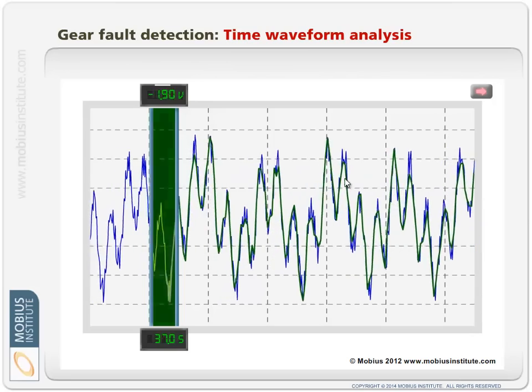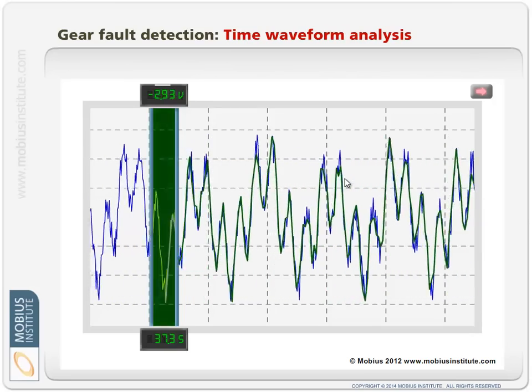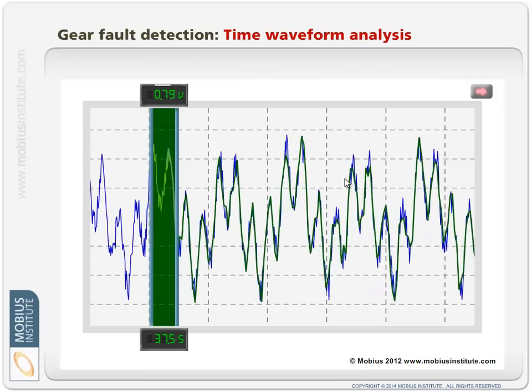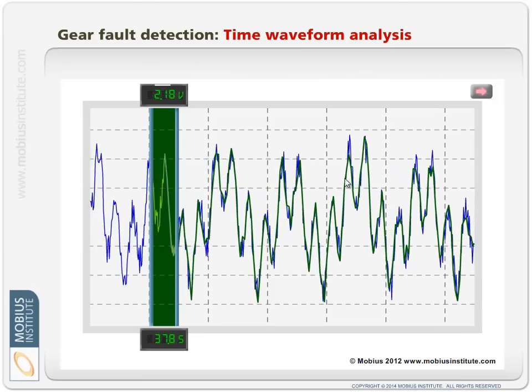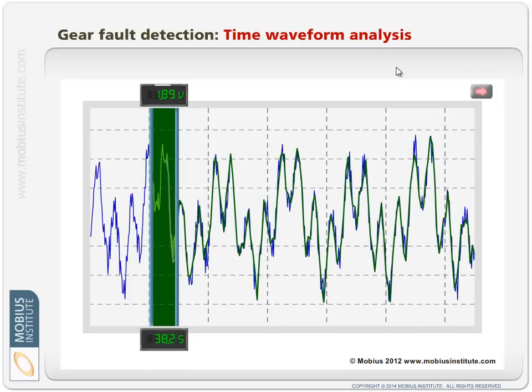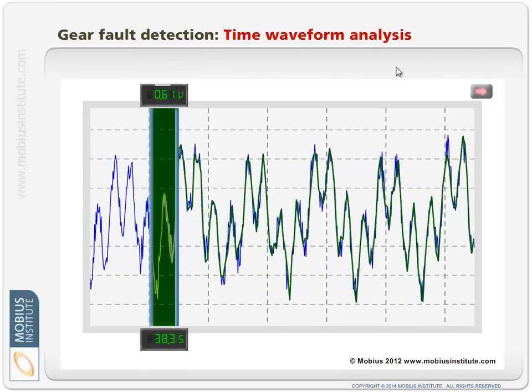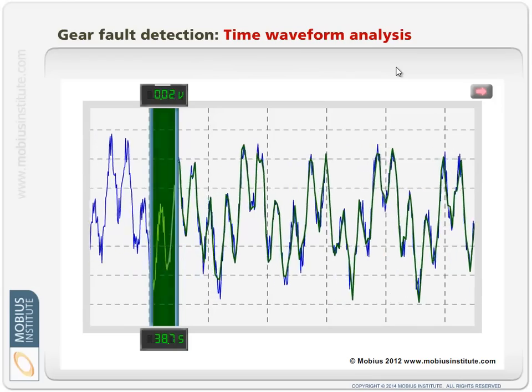And as a rule of thumb, I wouldn't want to have anything less than 10 samples per event that I was interested in, in this case tooth mesh. I'll explain how you can set it up correctly in just a second. Anyway, that's the time waveform process. So I want to sample fast enough to capture all the lovely detail that I'm interested in.